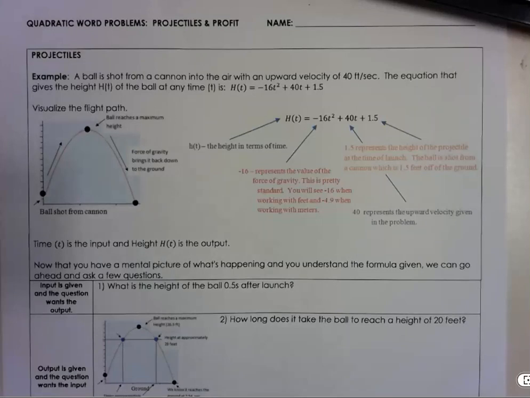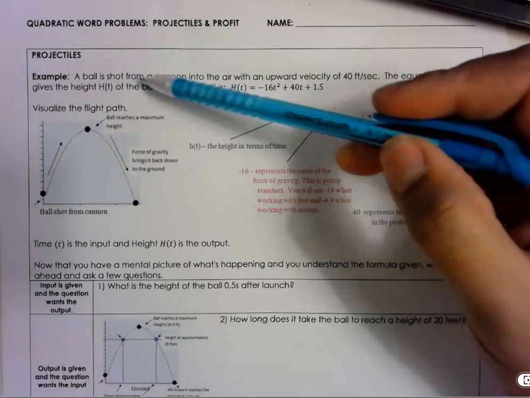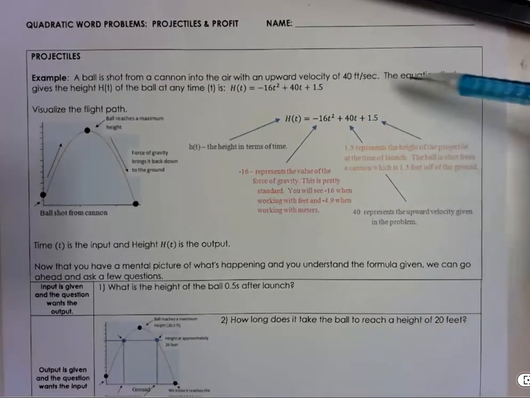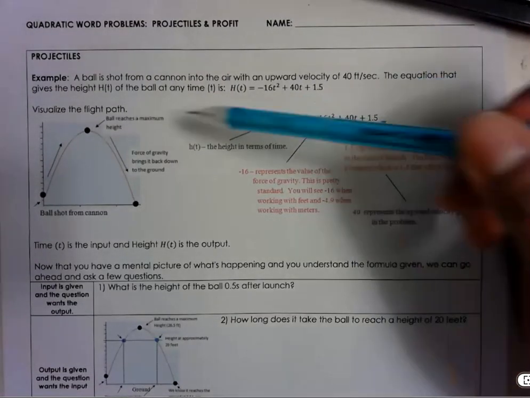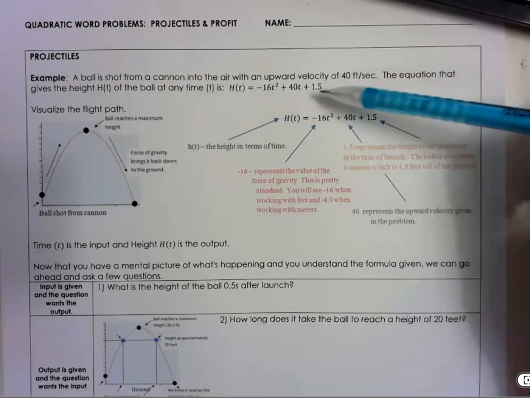Hello students, this is Miss Medina and I'm going to explain to you projectile problems that can be modeled using quadratic equations. The first example that we have is a ball that is being shot from a cannon into the air with an upward velocity of 40 feet per second. The equation that gives us the height, h of t, of the ball at any time t is this one.